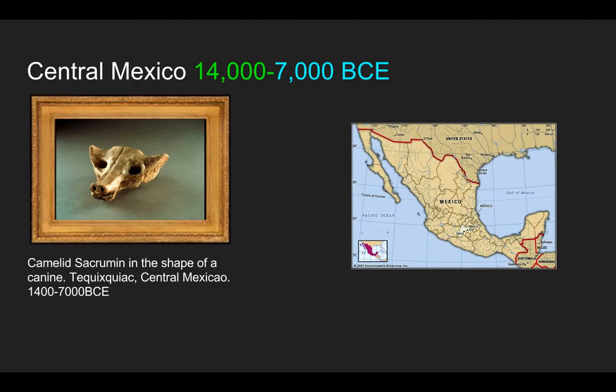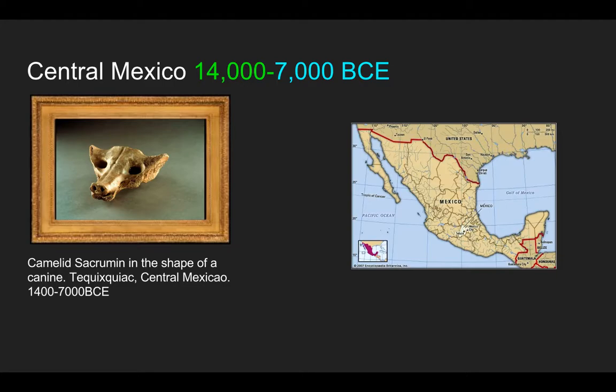So we move to central Mexico now. I know we're jumping all the way around the globe, but bear with me, okay? It's a succession and notable things. So central Mexico, 14,000 to 7,000 BCE, the Camelid Sacrum.